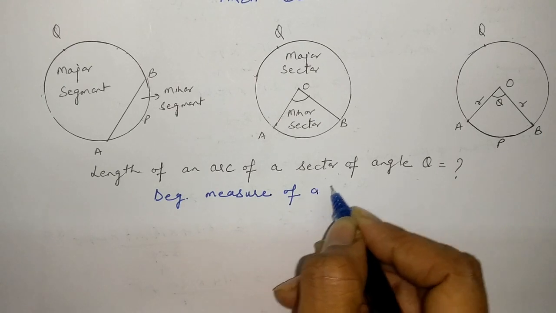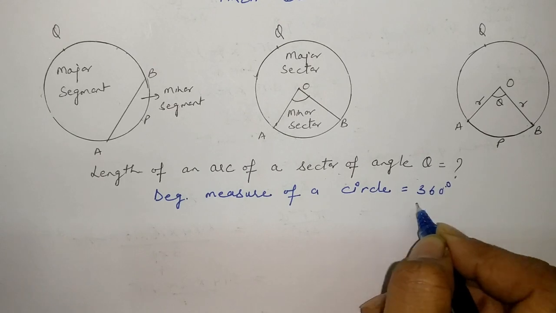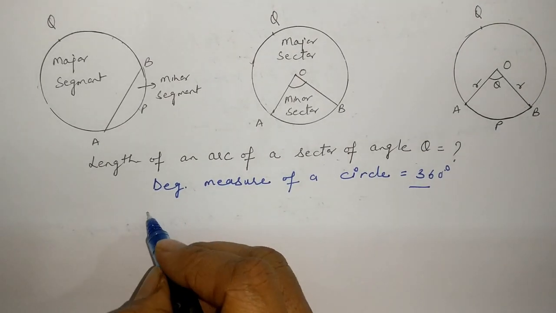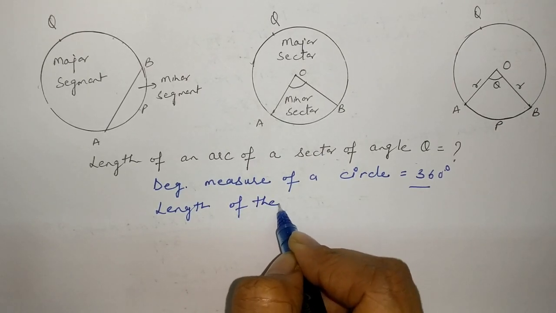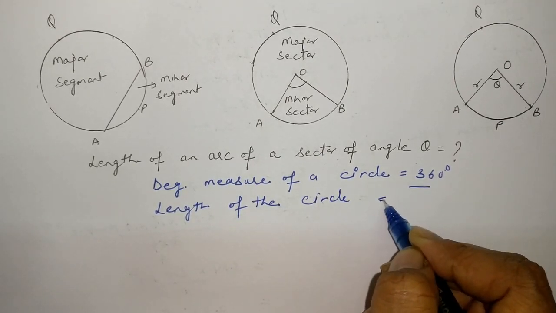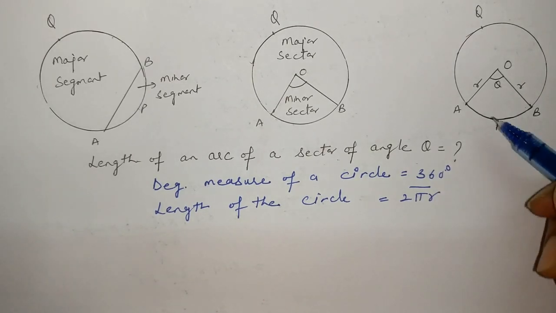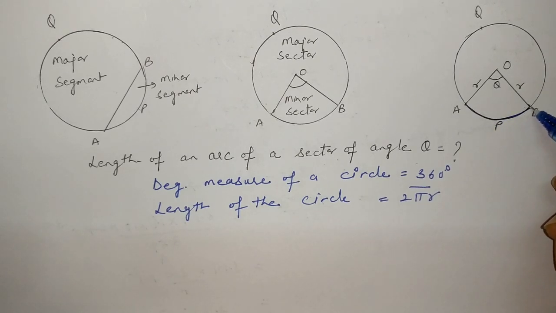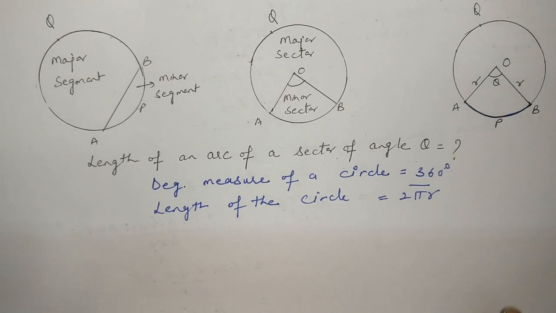of a circle is 360, and the length of the circle, that is the perimeter I am talking about, is 2 pi r. This is the circumference, or the length of the circle, because we are finding the length of the arc of the sector of a circle which subtends angle theta with the center. Now how do we find the length of the arc of the sector which is subtending angle theta?